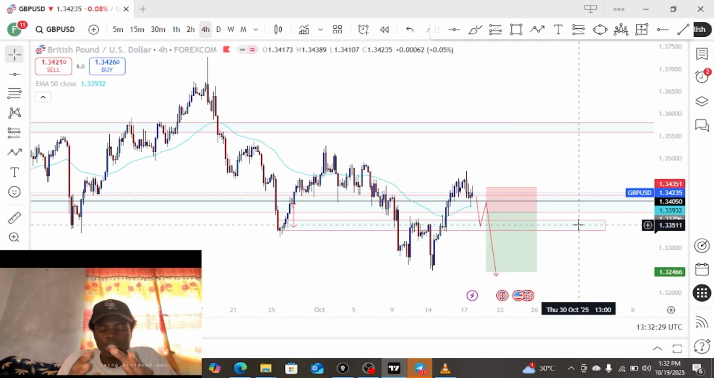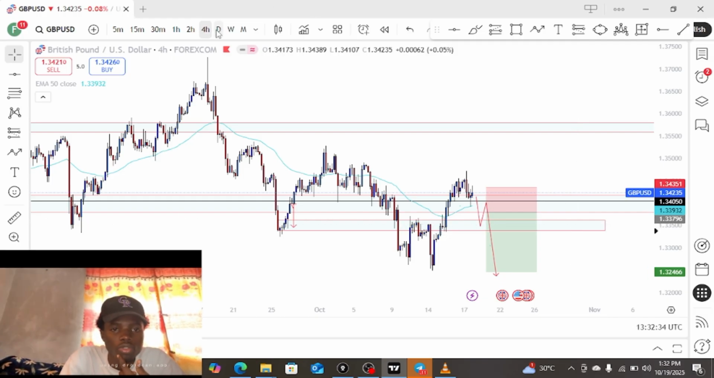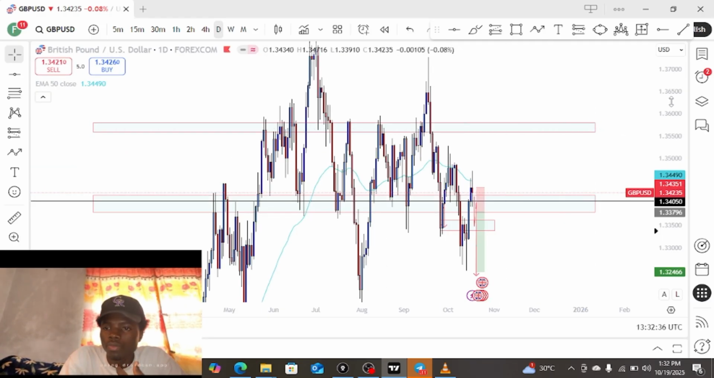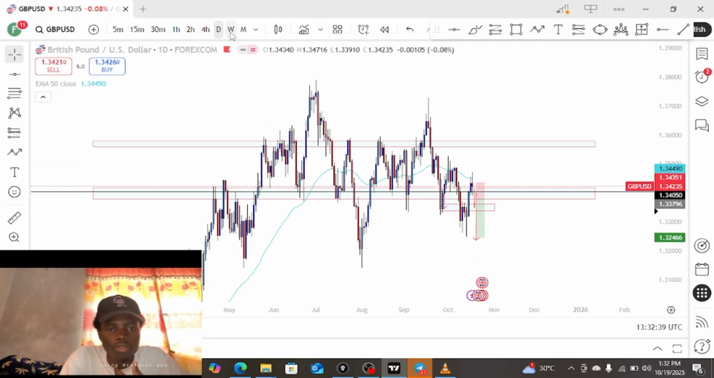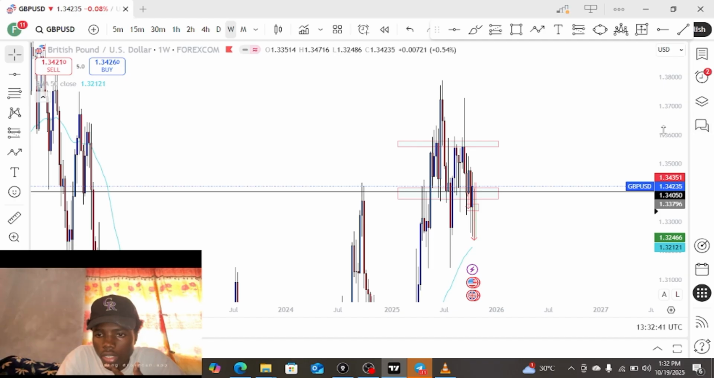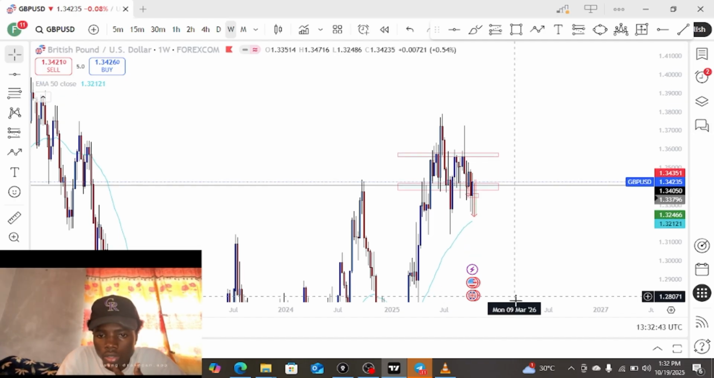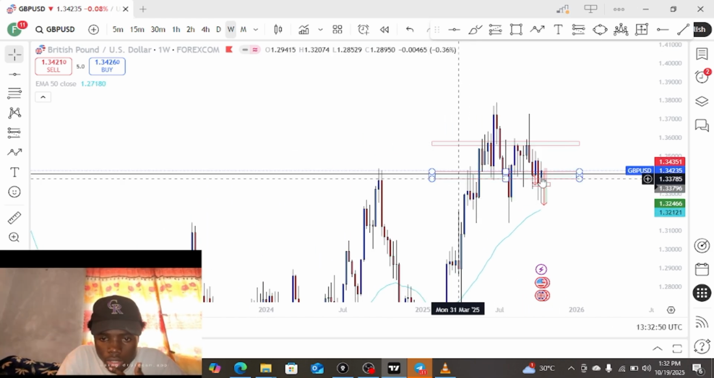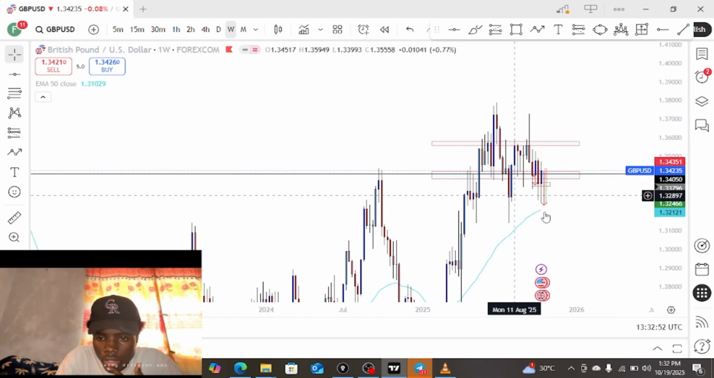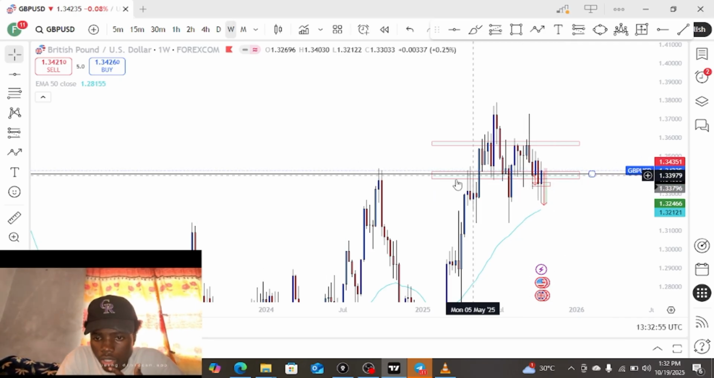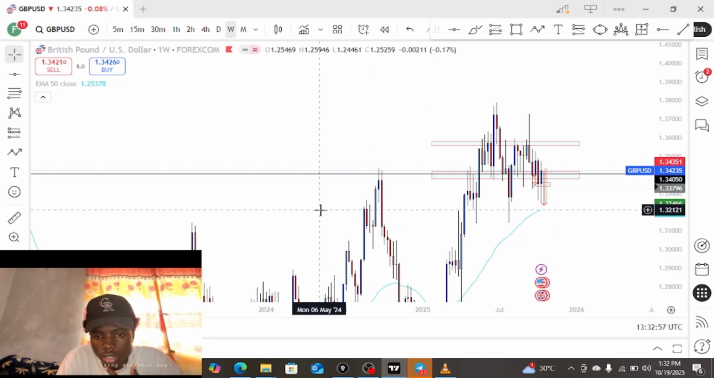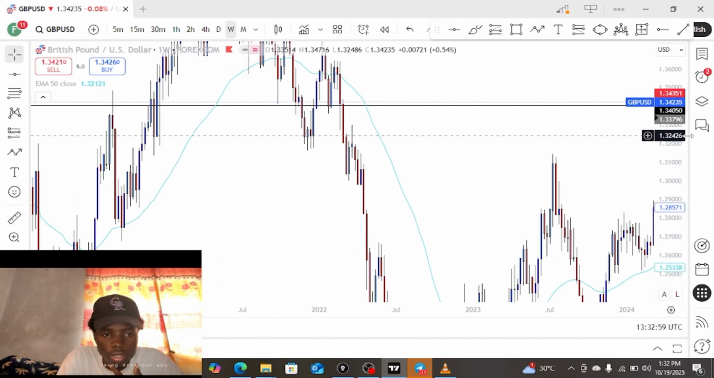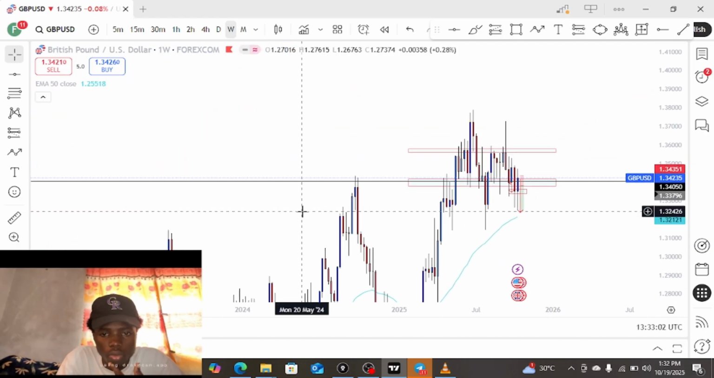But this is not enough for me to take this trade. Go to the weekly first for this trade. You can see that the weekly is now giving us some kind of rejection from this place. This is also a weekly AOI.